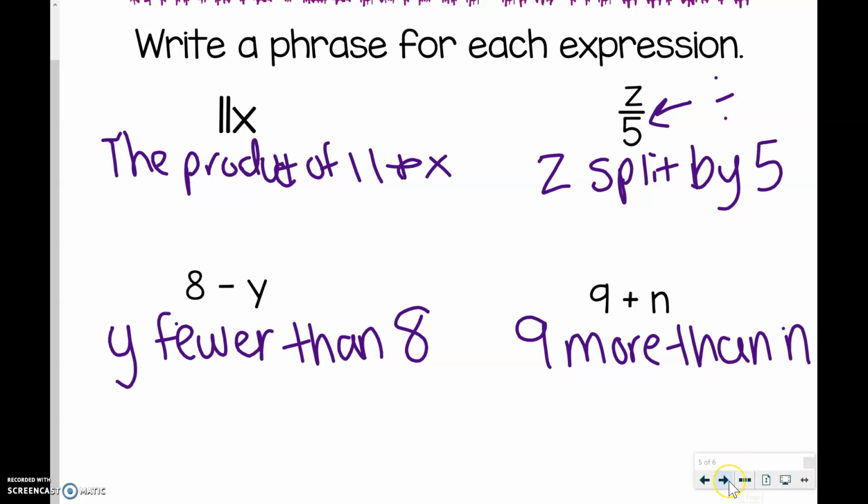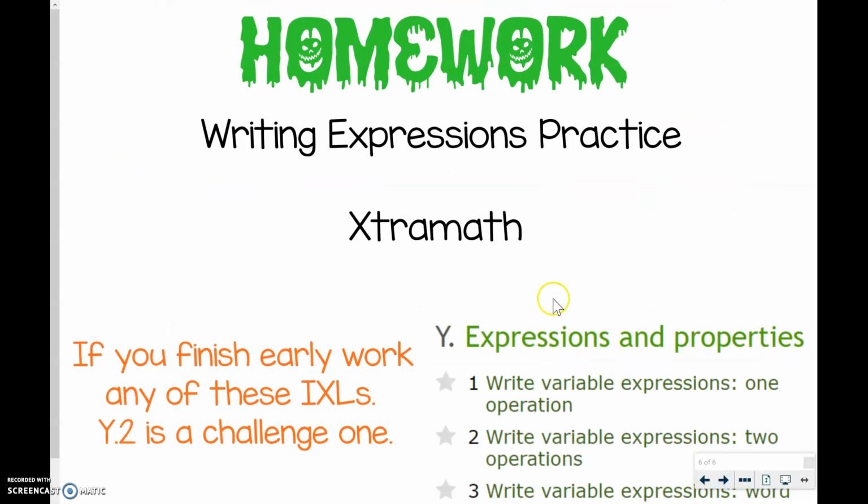Okay, and again, feel free to go back to anything. I know it's been a little bit of a lengthy video. Let me just talk real quick about homework. So you have a writing expressions practice posted. There's a table to fill in, so part of it will have the expression there for you, and you write the phrase. Other times the phrase will be there, and you have to write the expression.